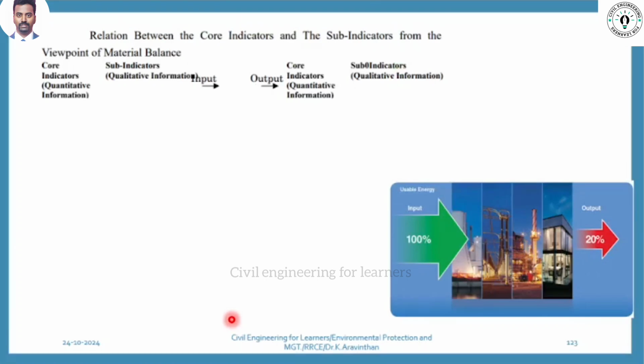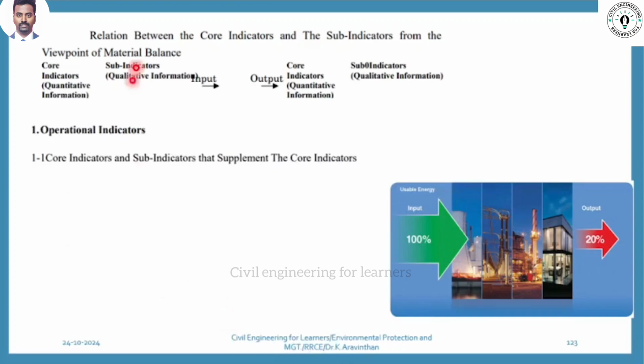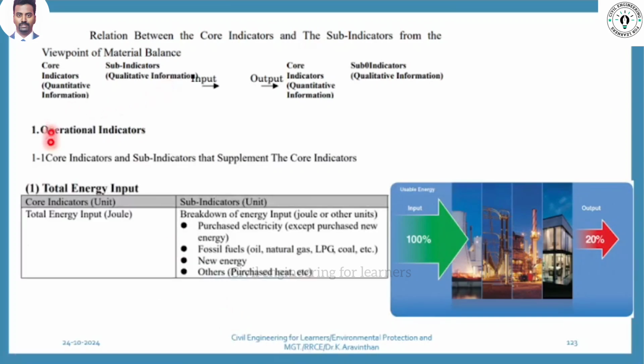ISO 14031 describes the first process of operational indicator. First one, total energy input. If you are running an organization, do you need power supply or not? Energy is measured in terms of joules. Receiving the energy, either they are getting the energy from purchased electricity, fossil fuels, new energy, or purchased heat. They can use solar panels, or they can use fossil fuels like that. So this is term 1.